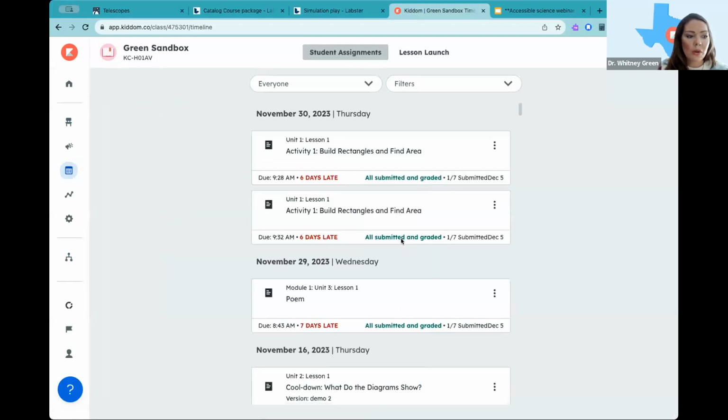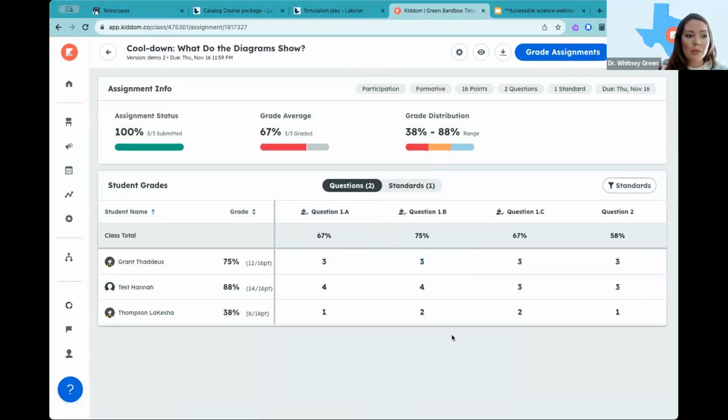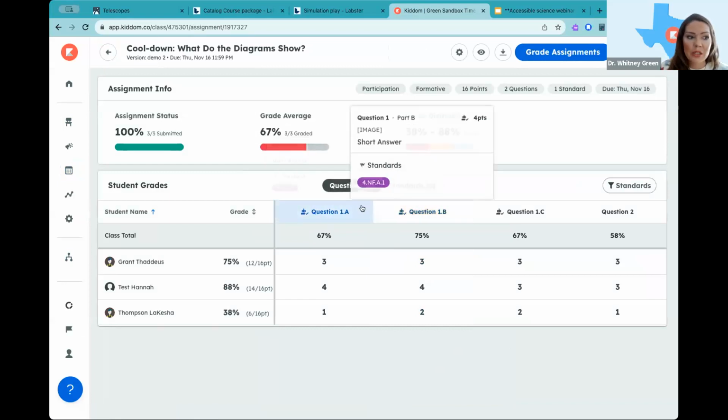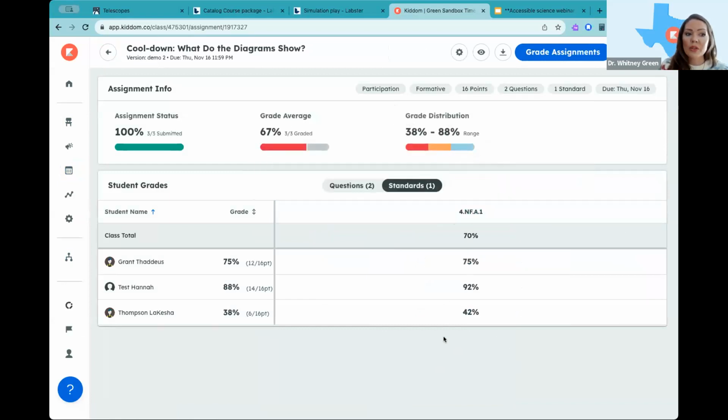I can actually go into an assignment, such as this cool down, for example, and I'm now able to see a breakdown of my class of how we just did. And it's literally a 4-question assignment. And all I had to do was go ahead, personalize, and then just assign it to students. And right here, I now have at my fingertips, these are auto-graded questions, save me a ton of time. And I can also filter it by standards.